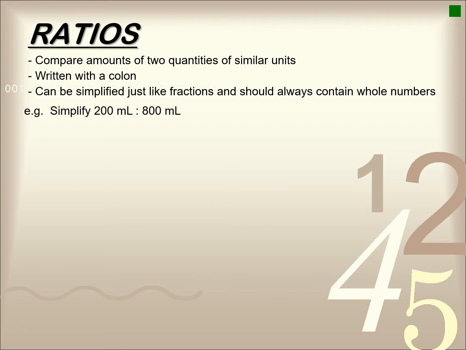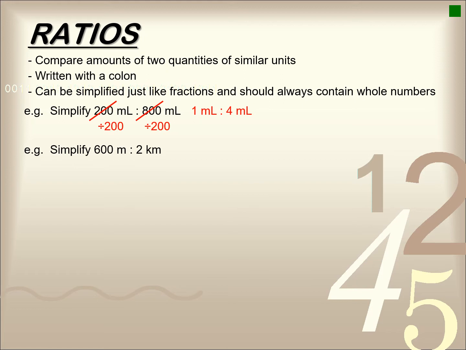So let's have a look at this one, which is simplify 200 milliliters to 800 milliliters. They're already in the same unit, so I'm ready to go here. The second one I'm going to do is simplify 600 meters to 2 kilometers. That's not in the same unit, so I'm going to have to deal with that first. If you have a look at the 200 and the 800, they're both divisible by 100. They're also both divisible by 200, so I'm going to divide them both by 200. And that gives you the ratio of 1 to 4. You don't even actually have to put the unit on it.